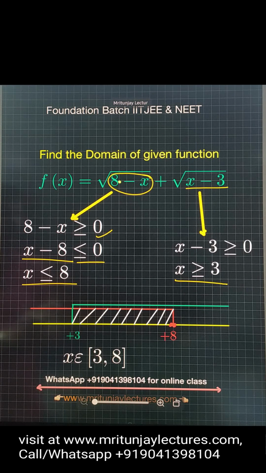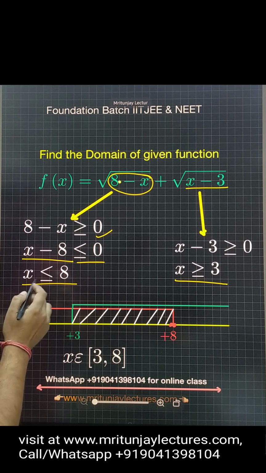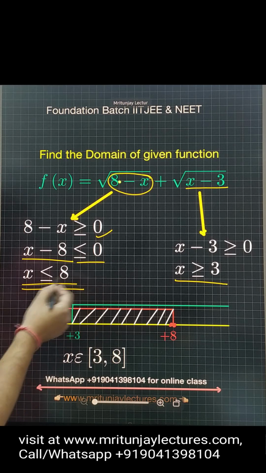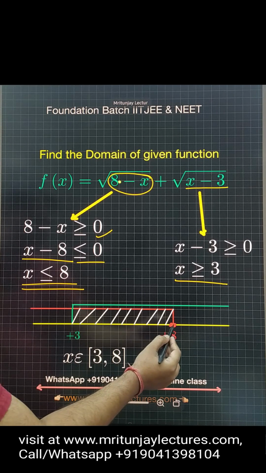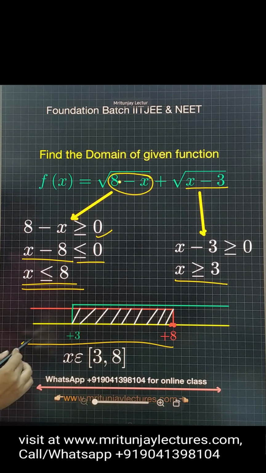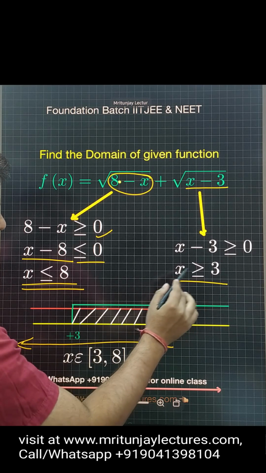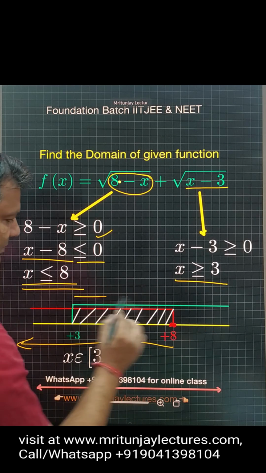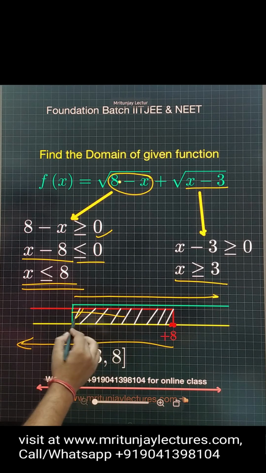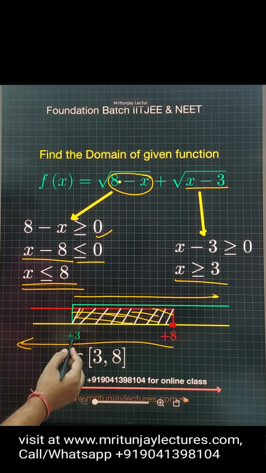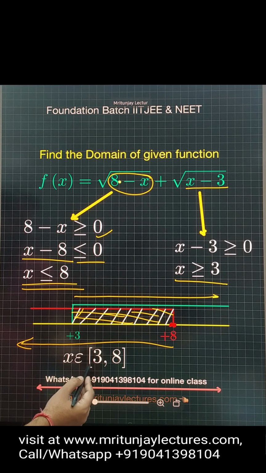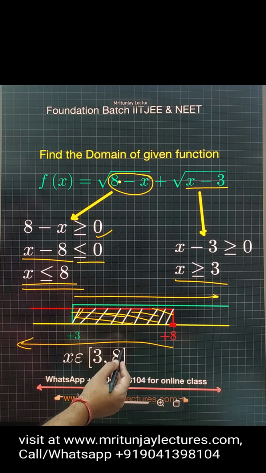Using the number line method, here x is less than or equal to 8, so that part, and here x is greater than or equal to 3, so that part. The common part is this one. So you can say that the domain is the closed interval [3, 8]. This is the final answer.